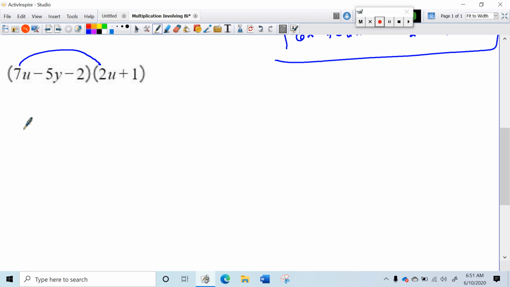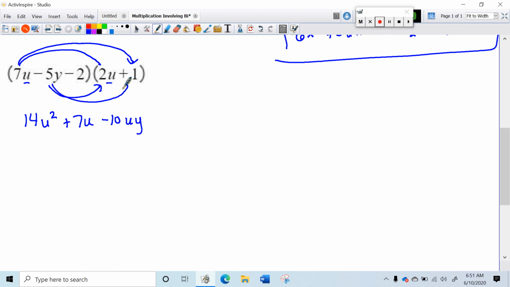So 7 times 2 is 14, and I have 2 u's there, one here, so that's a u squared. Now distribute the 7 times the 1. 7 times 1 is a positive 7, and I have a u. Now distribute the negative 5. Negative 5 times 2 is negative 10, and I have a u and a y, so negative 10uy. Negative 5y times 1 is negative 5y.